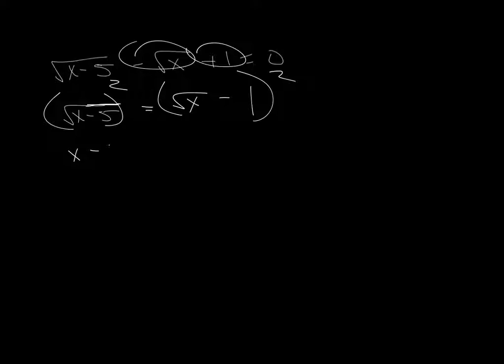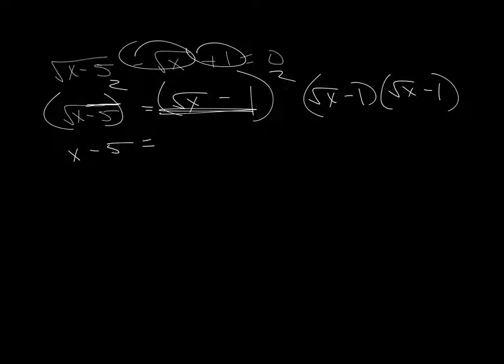So we get x minus 5 equals, and we have to do the FOIL method to that. Alright, so I do the first numbers. The square root of x times the square root of x is the square root of x squared, which is just x. Then I do the outside, so I get negative 1 times the square root of x. Then I do the inside. Then I do the last.